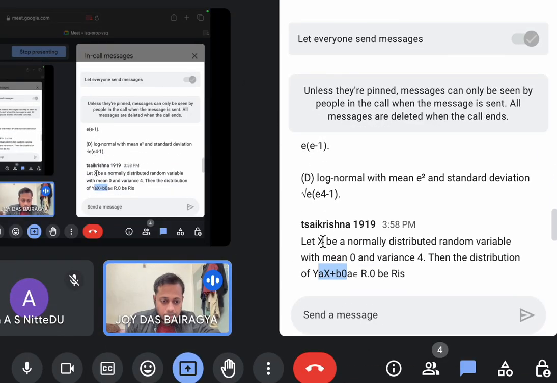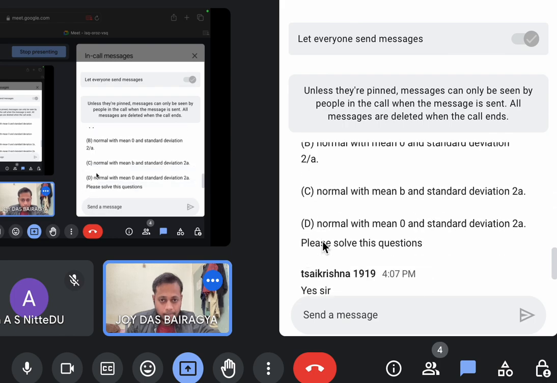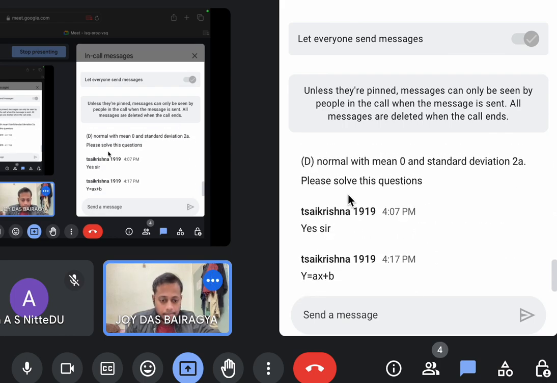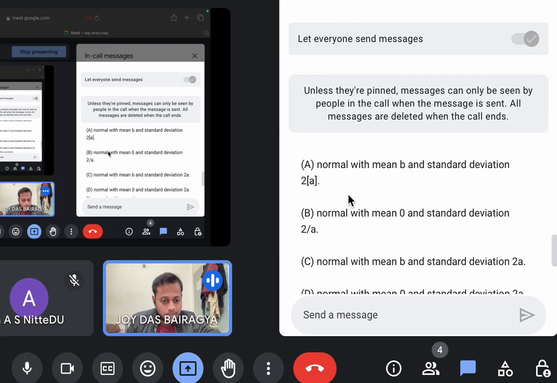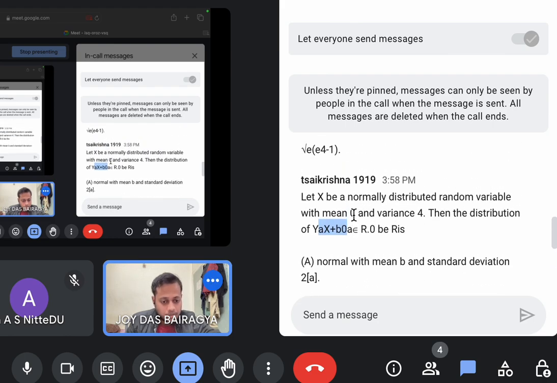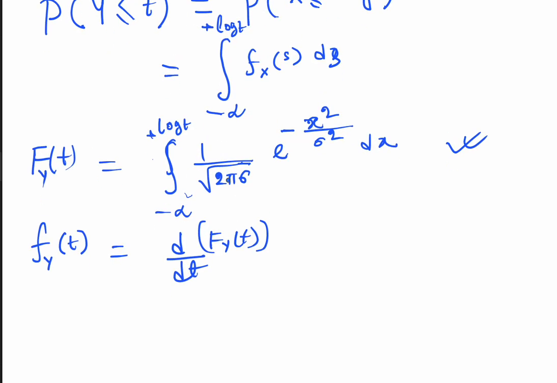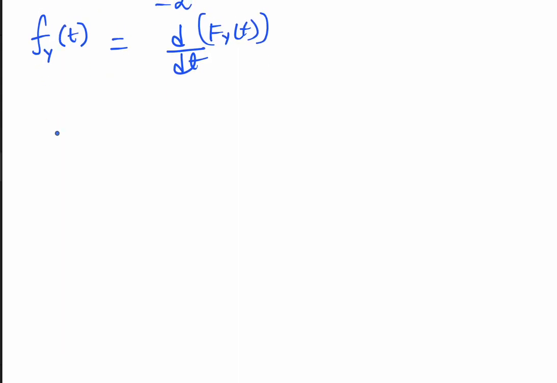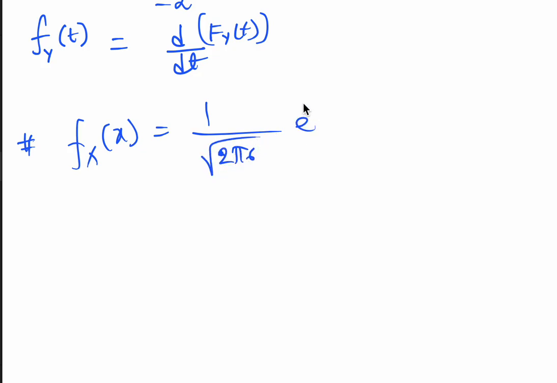That's it. And next question is ax plus b. Okay, so next question is the distribution of ax plus b. It's the same question. So if the x distribution is a normal distribution, that means f_X(x) is 1 by root 2 pi sigma e to the power minus x square by sigma square.